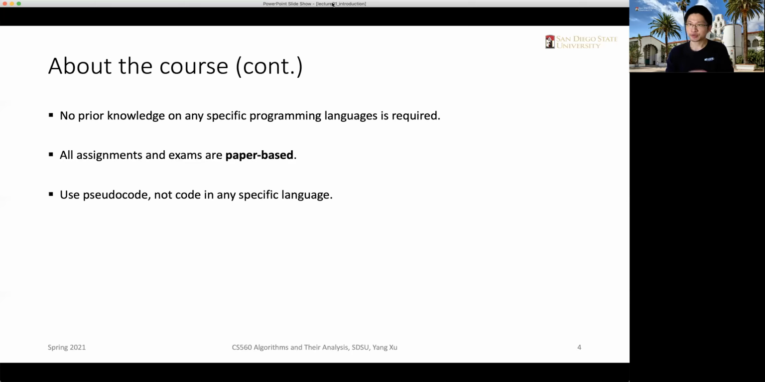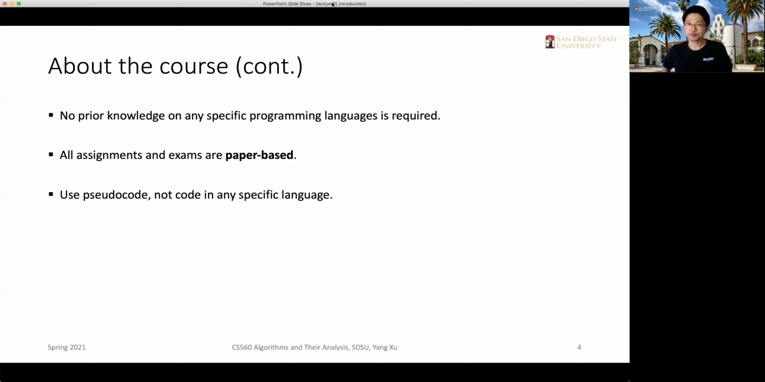I would prefer you to create one Word document or PDF document that includes all your scans. If you submit everything as several image files, JPEG files, that'll be much harder for our TA to grade your work.